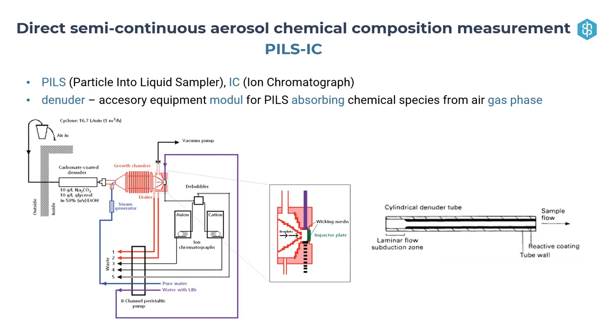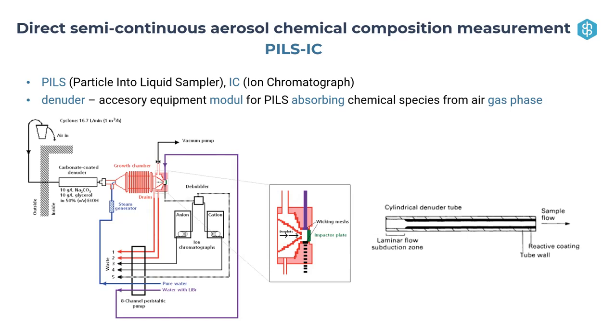Then they can be either stored or analyzed right away with ion chromatography. They can be stored cool or frozen, and then later on can be analyzed with various analytical methods.